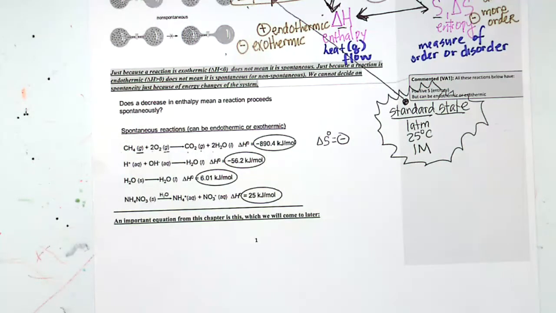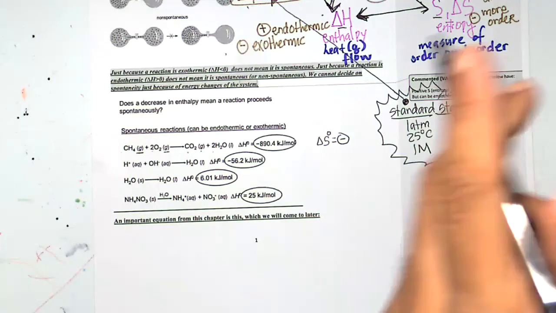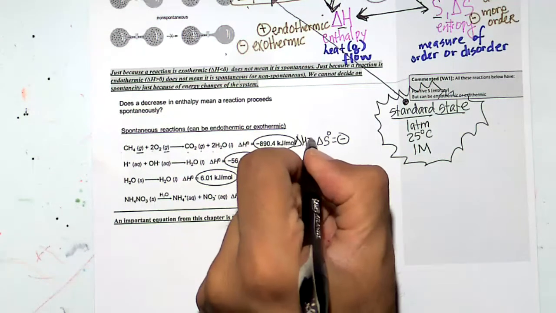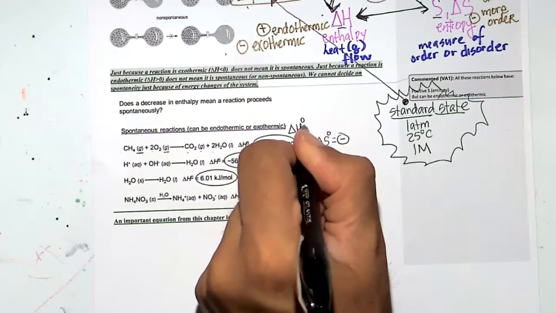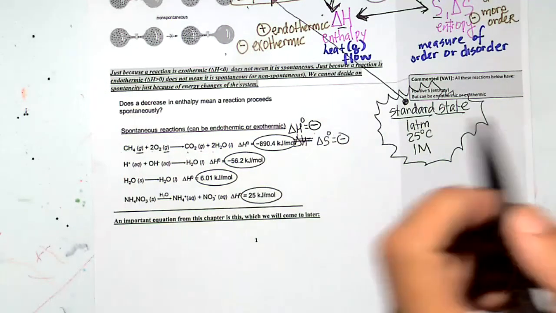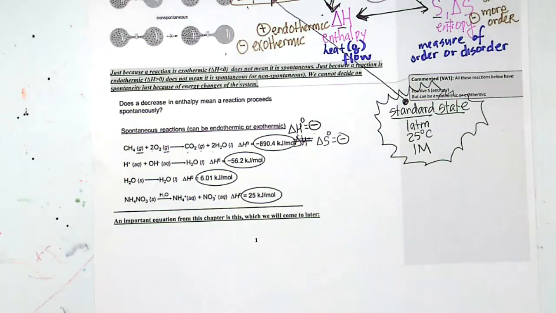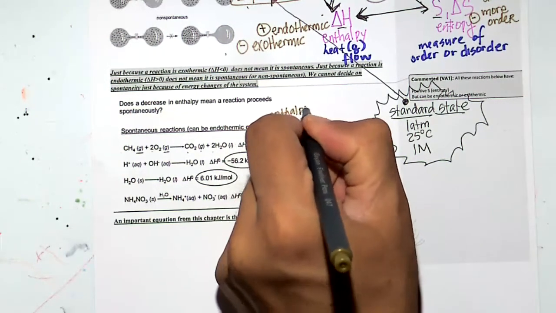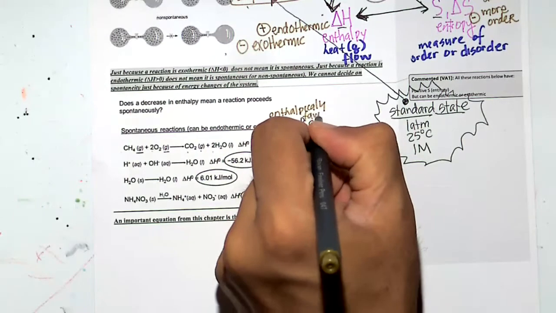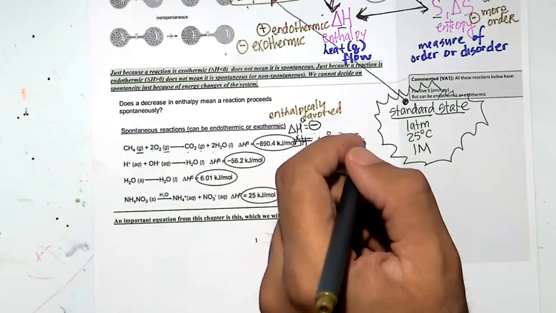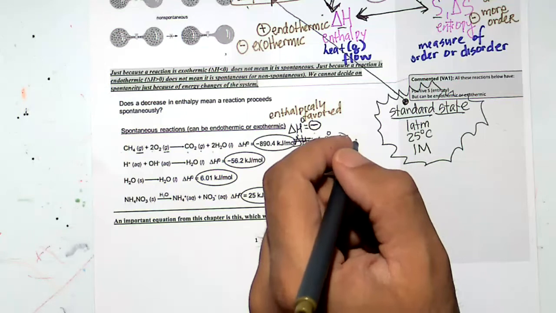What does a negative delta H mean? Exothermic or endothermic? Exothermic. So this delta H is negative here. Notice that both are negative. So what this reaction here is, I'm going to call it enthalpically favorable, because the delta H is negative, enthalpically favored, because it's going to release energy. What about delta S? Is it entropically favored or disfavored? More order.